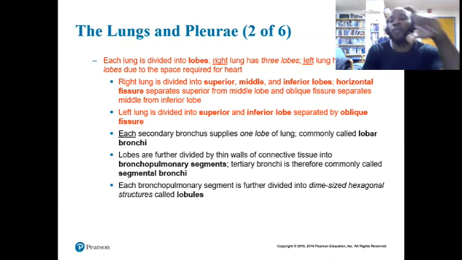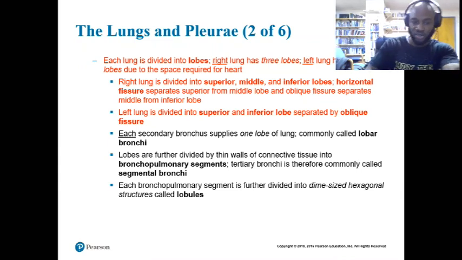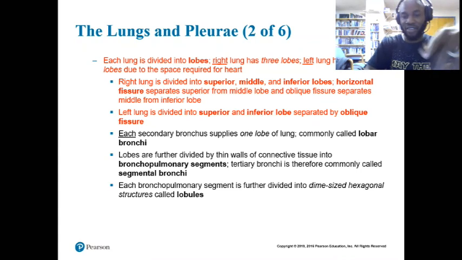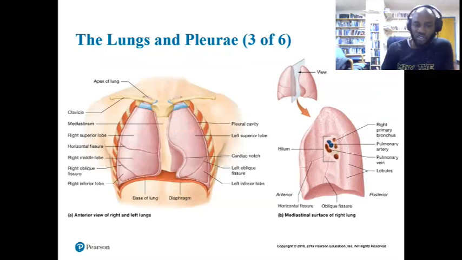And then it gets smaller and smaller. But the reason why the lobes are important is because the secondary bronchus supplies air, oxygen, and removes carbon dioxide. There's a secondary bronchus for each lobe. Okay, and then it further breaks down into the segmental bronchi, and then eventually into the lobules. So it gets smaller and smaller and smaller regions.